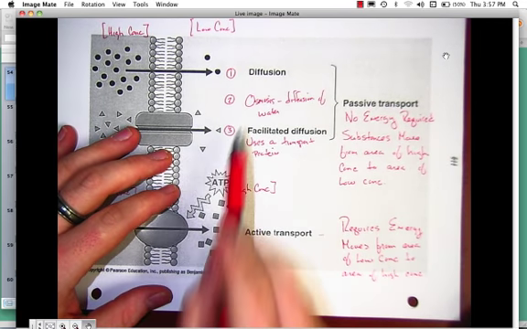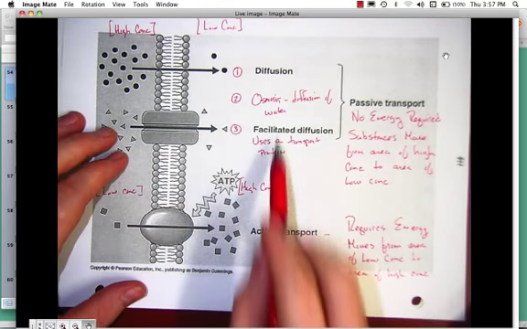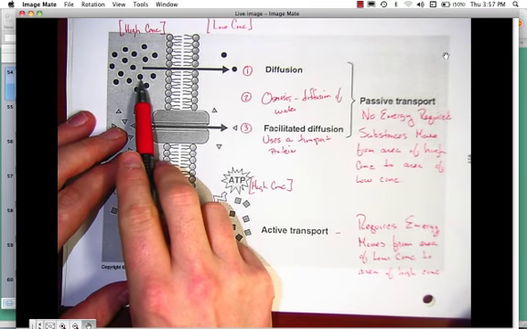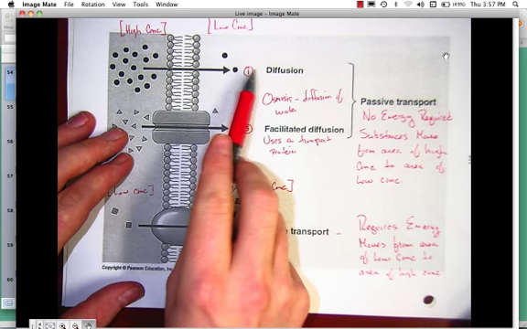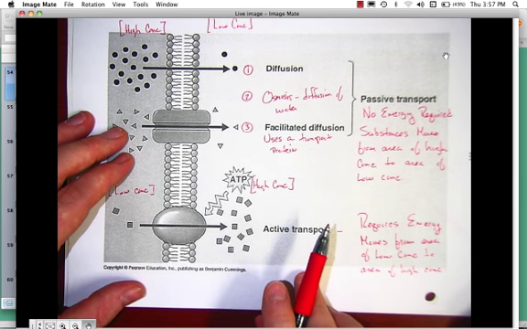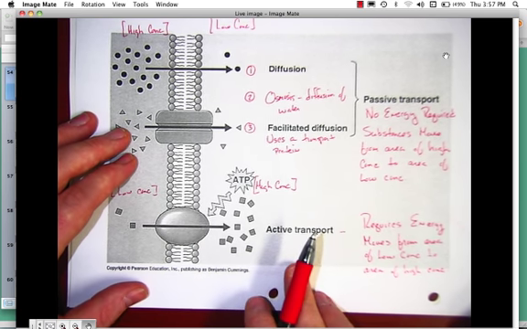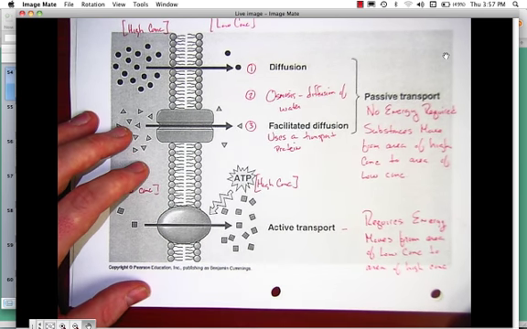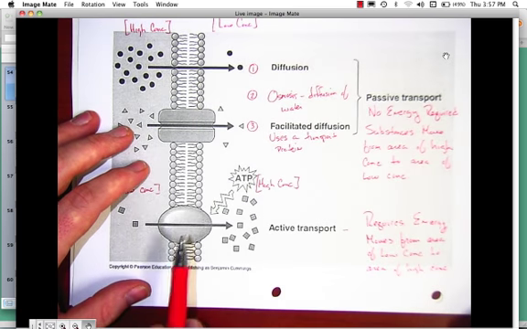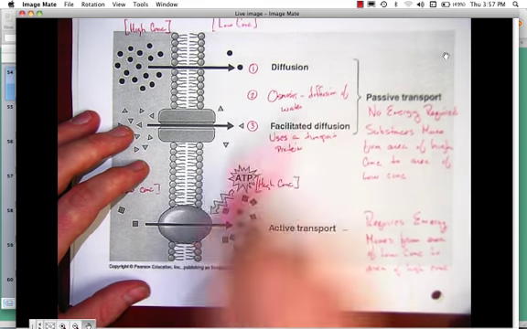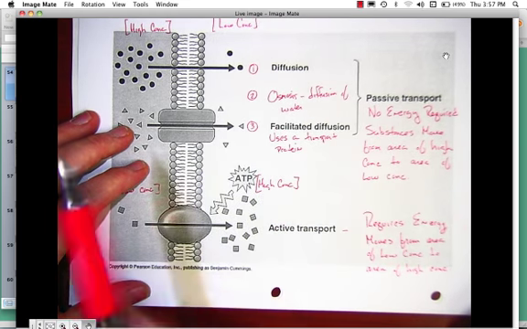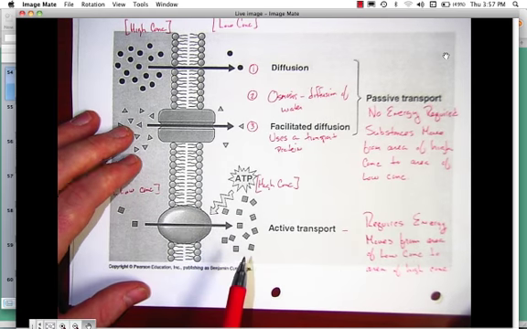And there are three types of passive transport that we're going to look at. We've got diffusion, which is just the movement of molecules from high concentration to low concentration. It could be, for instance, a gas molecule. When you're popping popcorn in the microwave and you can smell the popcorn cooking from in your living room, that's because of the diffusion of the molecules. Osmosis is a special type of diffusion. It's the diffusion of water. So water moving from high concentration to low concentration.